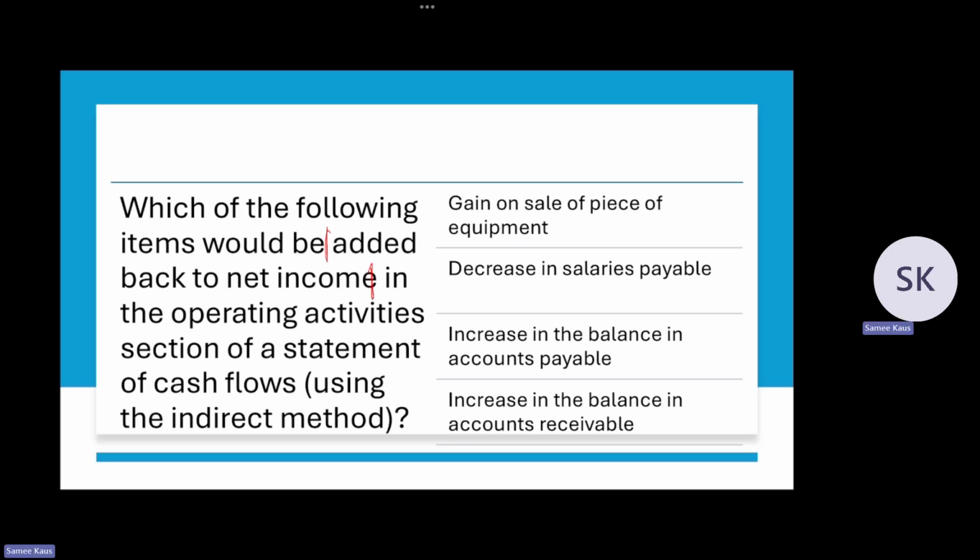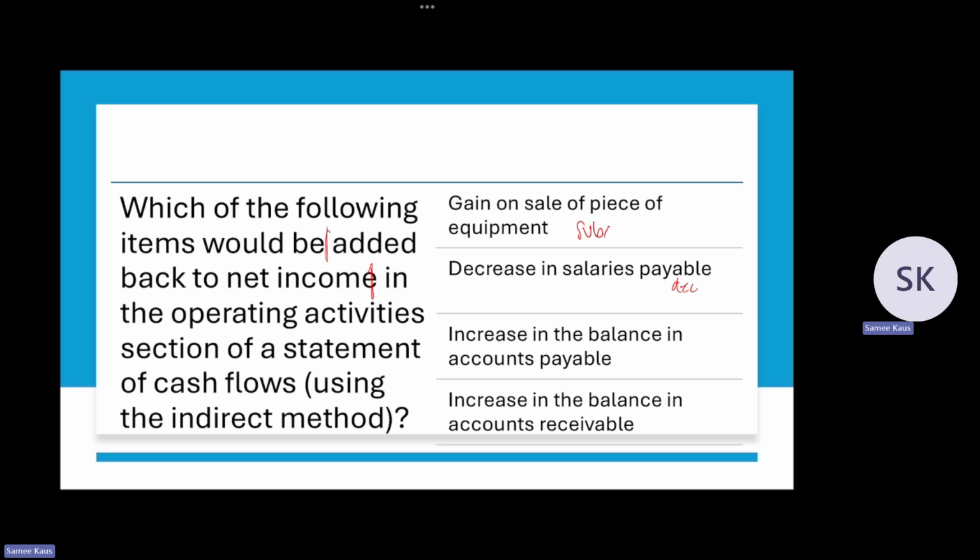So I have the gain on the sale of a piece of equipment. I would subtract that out because I'm recognizing an increase in net income. Gains increase my net income without an associated cash flow. So I actually subtract out that gain. It should make sense. It operates the opposite as a loss. A decrease in salaries payable. So I have a decrease in a current liability, which would act as a decrease in my operating section.